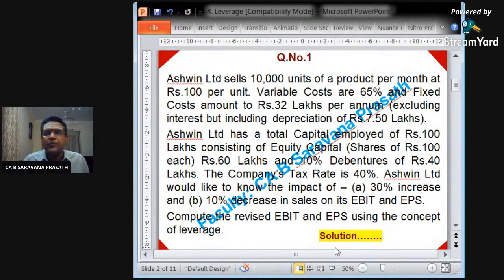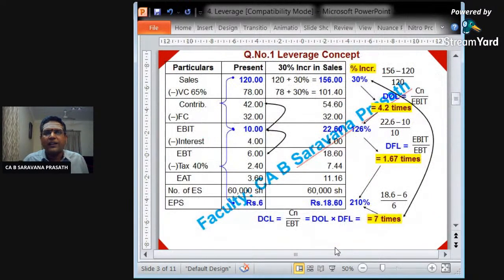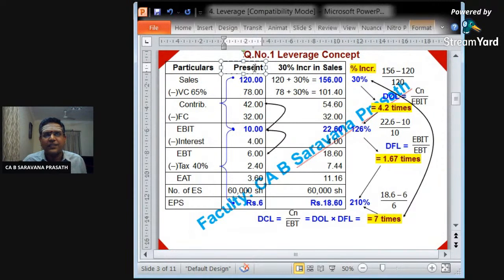I would like you to observe the slide from that perspective on a step-by-step basis and avoid looking at all the other linkages and all that. First, we will concentrate on the present situation. Sales, as indicated earlier, 10,000 units, 100 rupees, 12 months, 120 lakh. On that 65% variable cost, 78 lakh. Sales minus variable cost is equivalent to contribution, 42 lakh.